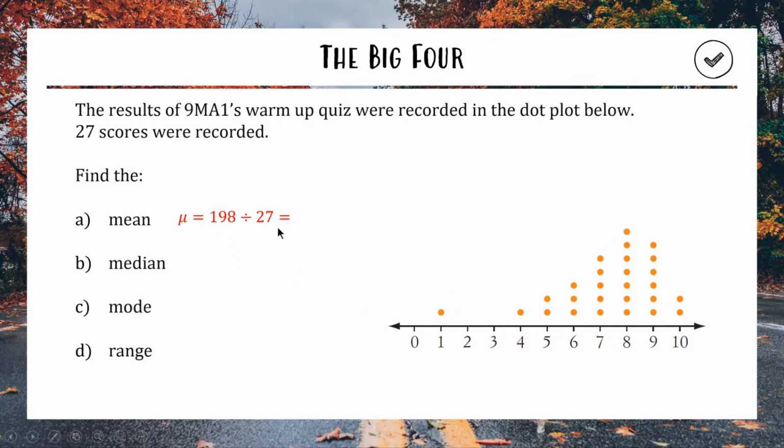We divide it by 27, and we get a mean of 7.3 repeating, or 7 and a third. Which looks like it's around here, which kind of looks like it'd be around the mathematical middle, so it makes sense to us.